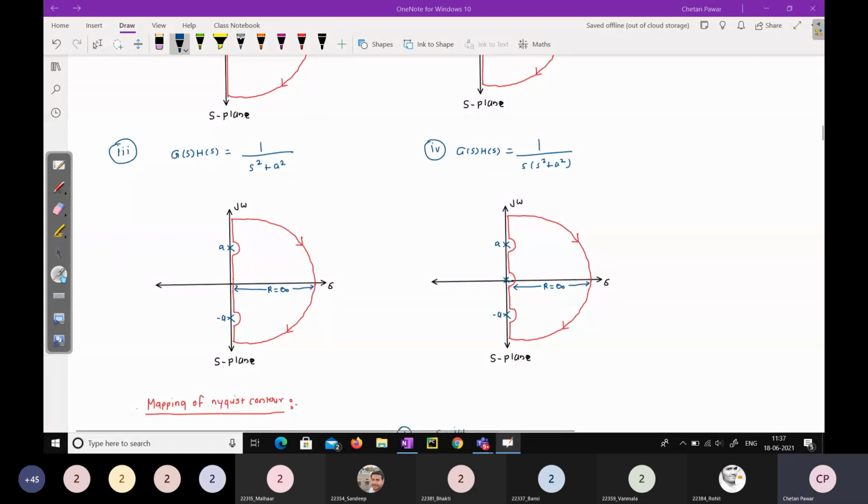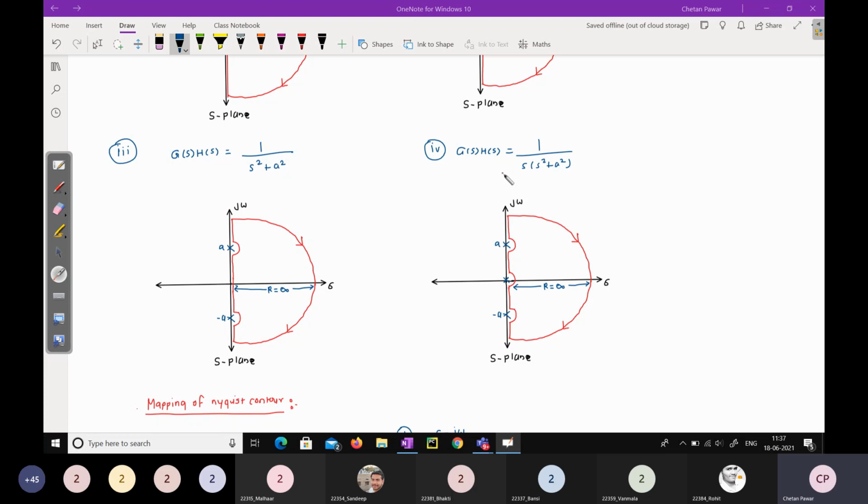Let us see the third type. The open loop transfer function is 1 upon s square plus a square. So here there are two complex poles on the imaginary axis, at ja and minus ja. So when you draw the Nyquist contour, there will be two small semicircles. Like this way you will draw. You will exclude those poles and you will draw this thing. Like this way, you can draw these semicircles.